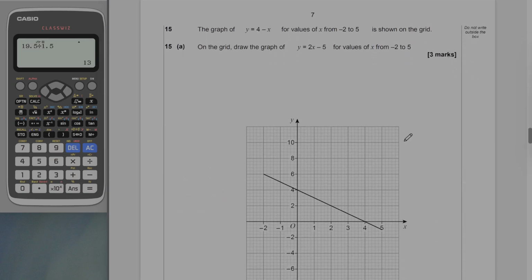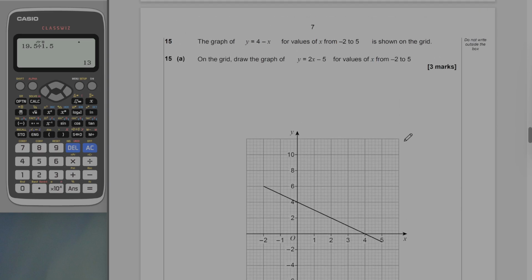Right, question 15. The graph of y is equal to 4 minus x for the values minus 2 to 5 is shown in the grid. So this is going to be y equals 4 minus x. Let me just check. General equation of a line, y is equal to mx plus c. So c would be the intercept, so we should cross at 4. It does. And it's got a negative gradient, negative 1. So for every 2 across, it would go down 2.